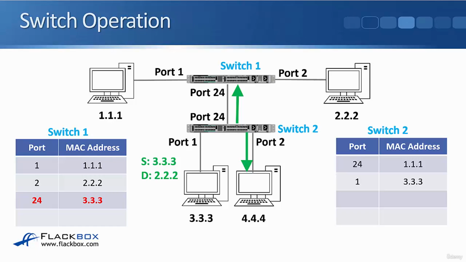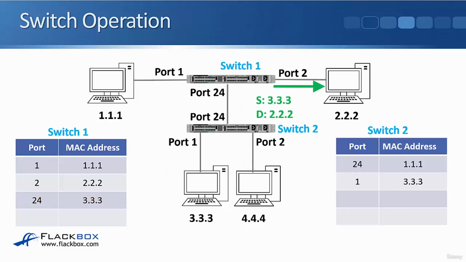That will hit switch 1 and switch 1 will see the frame arriving on port 24 that came with a source MAC address of 3.3.3, so it will put that information in its MAC address table. It will then send the frame out port 2 to the destination of 2.2.2 because it already had that in its MAC address table. It just sends it out that one relevant port. Then host 2.2.2 sends some return traffic back to the destination MAC address of 3.3.3 and that hits switch 1. Switch 1 does have 3.3.3 in its MAC address table. It sees that it's reachable through port 24, so it sends out just that port.